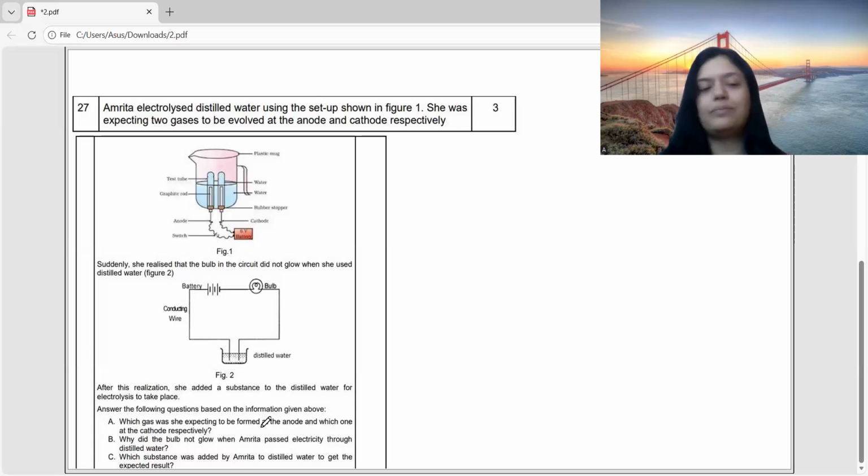Which substance was added by Amrita to distilled water to get the expected result? Now, since it's a non-electrolyte, we need to make it conducting. So we can add any kind of acid, we can add any kind of salt. You can take sulfuric acid, you can add sodium chloride to make it more conducting. So the answer for this is Amrita has added either an acid, which is sulfuric acid, or a salt, which is sodium chloride, to make the solution more conducting. As a result, she got the expected result.